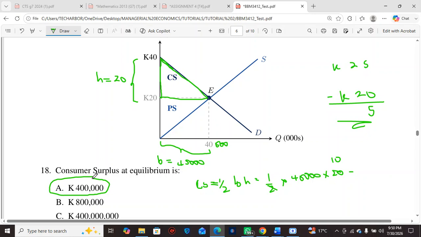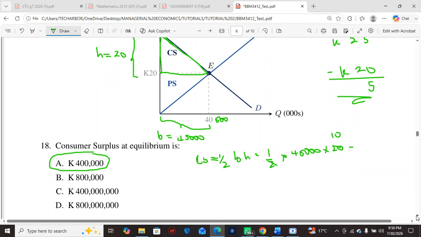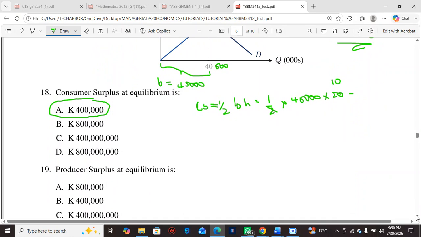Any questions, colleagues? So consumer surplus, the saving to the customer or the extra benefit or the difference between what the consumer actually pays and what they're willing to pay. Okay.